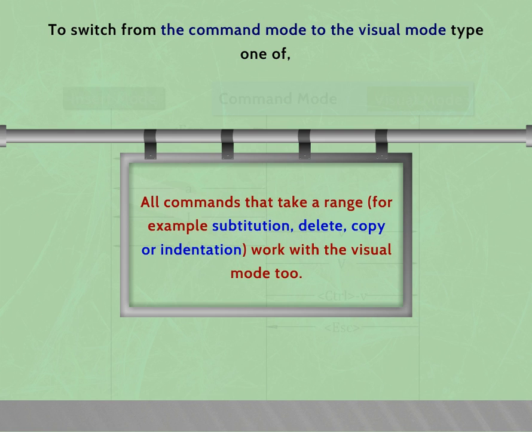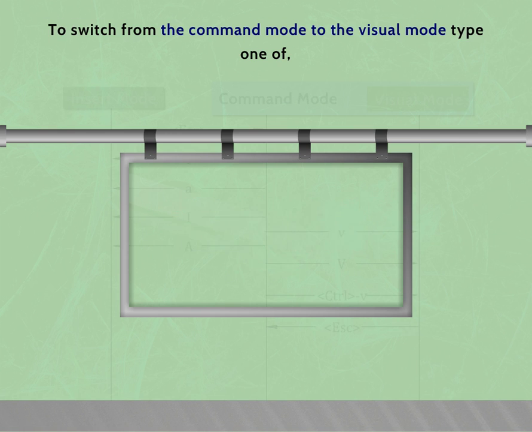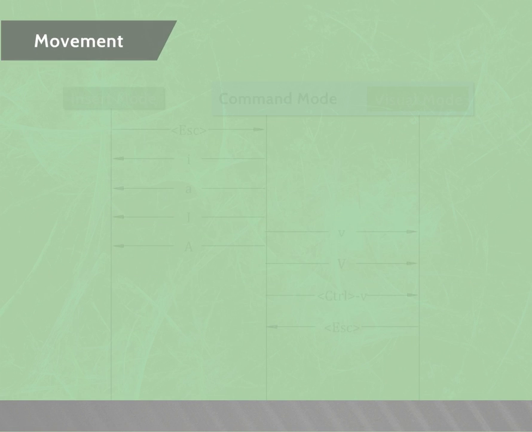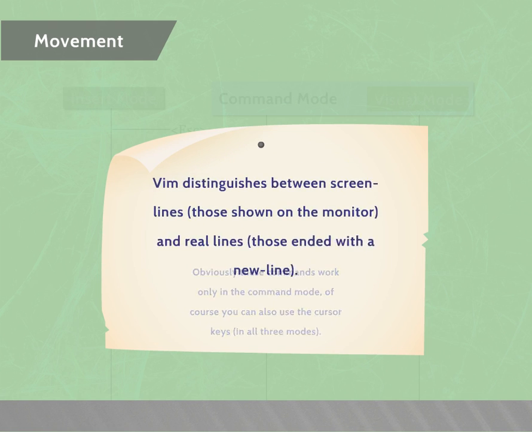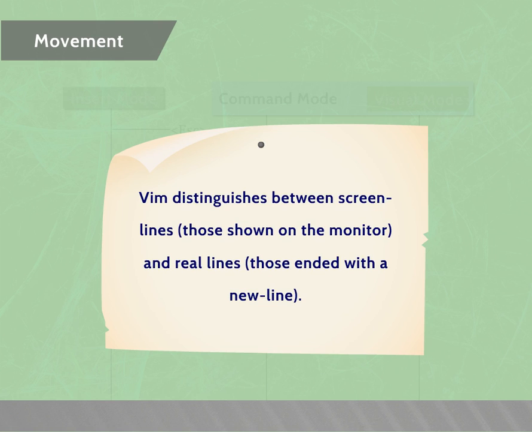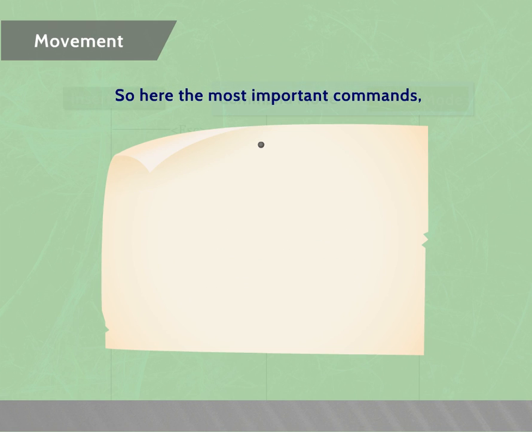All commands that take a range, for example, substitution, delete, copy, or indentation, work with the visual mode too. Movement: obviously, these commands work only in the command mode. Of course, you can also use the cursor keys in all three modes. Vim distinguishes between screen lines, that is, those shown on the monitor, and real lines, that is, those ended with a newline. So here are the most important commands.